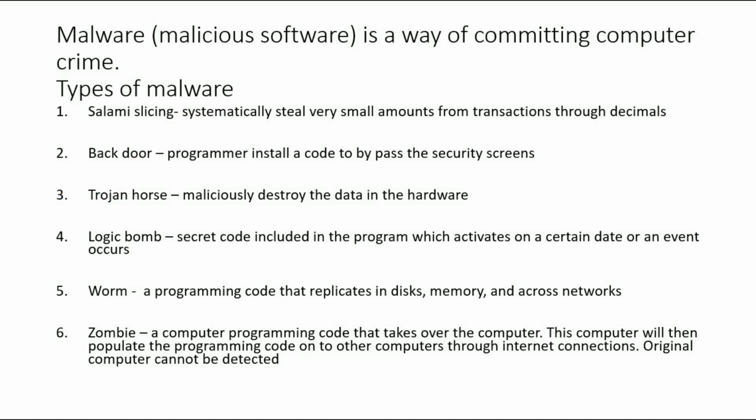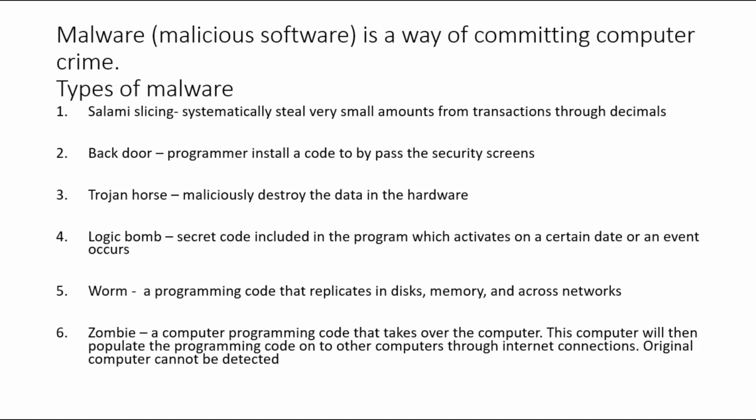Third is the Trojan horse, which is to maliciously destroy the data in the hardware. Logic bomb is the fourth, a secret code included in the program that activates on a certain date or when an event occurs. Fifth is the worm. It's programming code that replicates in disk, memory, and across networks. Sixth is the zombie. It's computer programming code that takes over the computer. Then the computer that's been taken over will populate programming code onto other computers through internet connections, but the original computer is not detected.